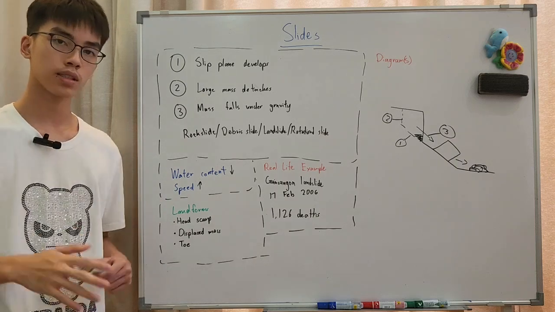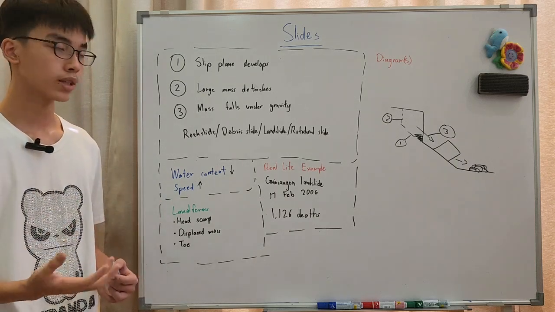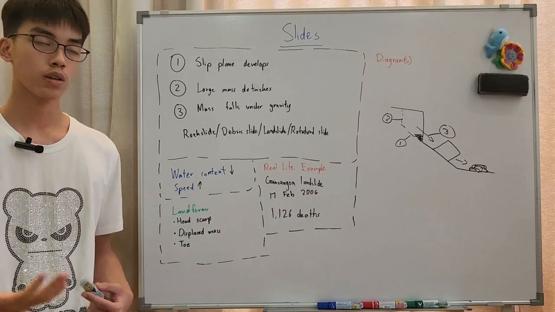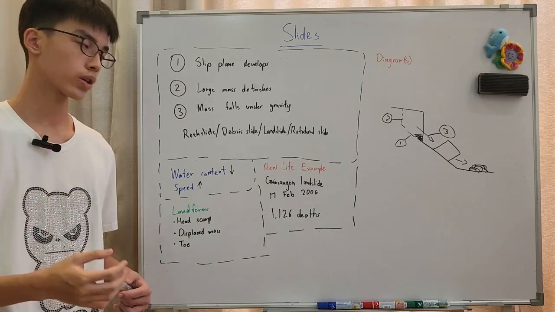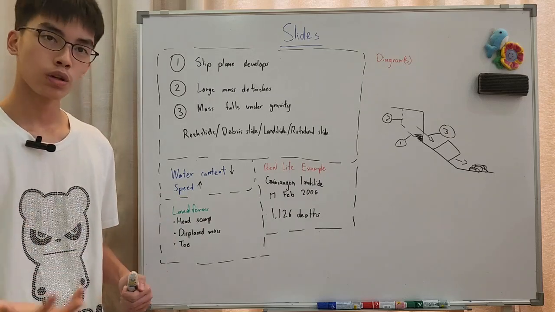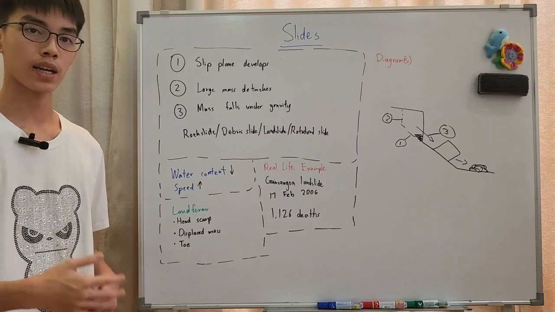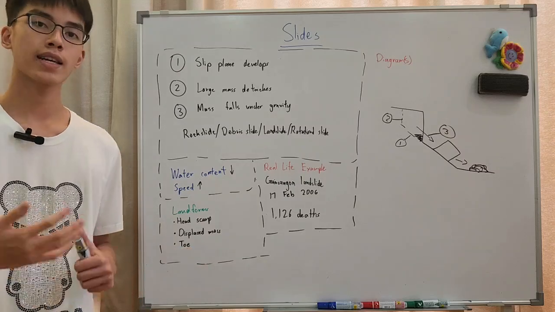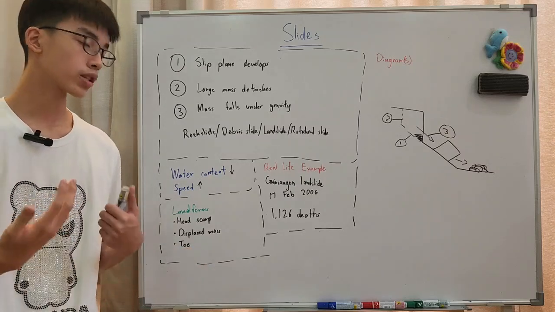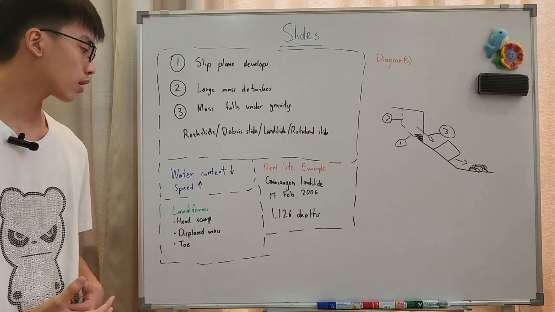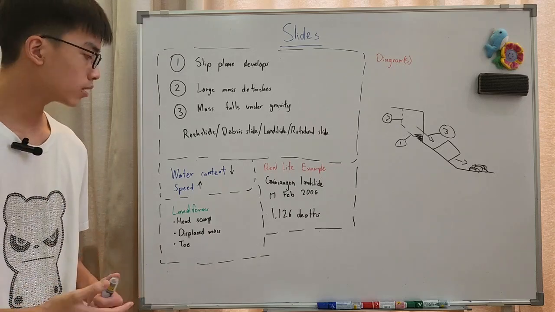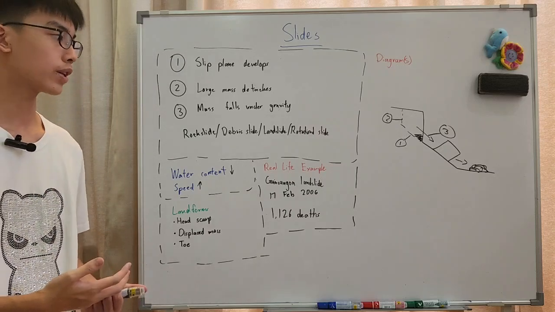So water content wise is relatively little as compared to maybe falls and stuff which have no water at all or very little water. Maybe some water is involved in creating the slip plane, adding mass to it, but it's not as fluid or requires a lot of water like flows or slumps. And its speed is also quite fast because it's under the influence of gravity.